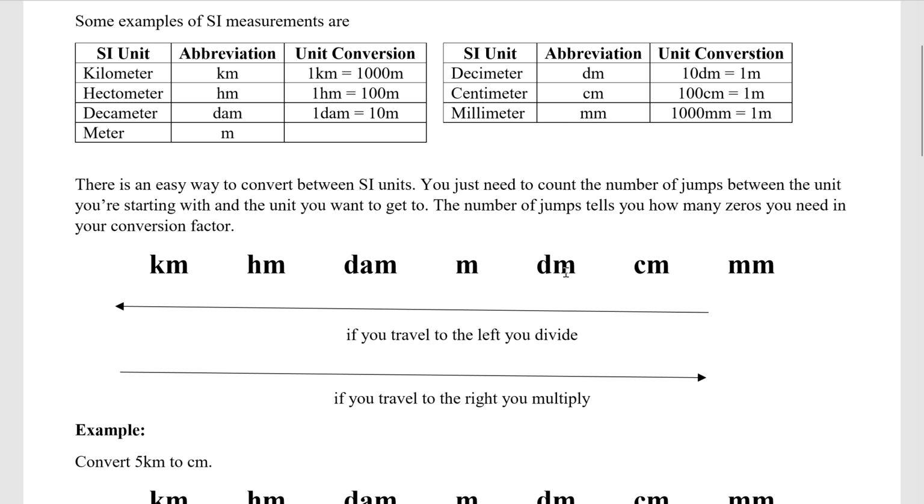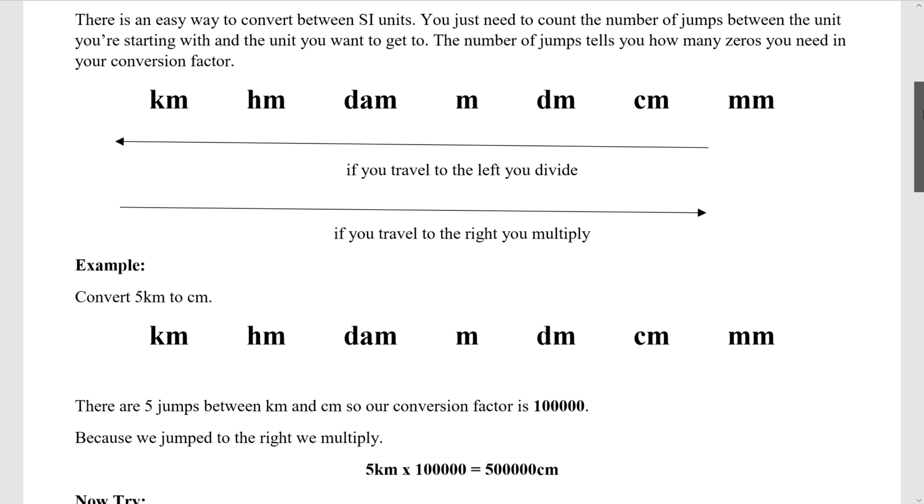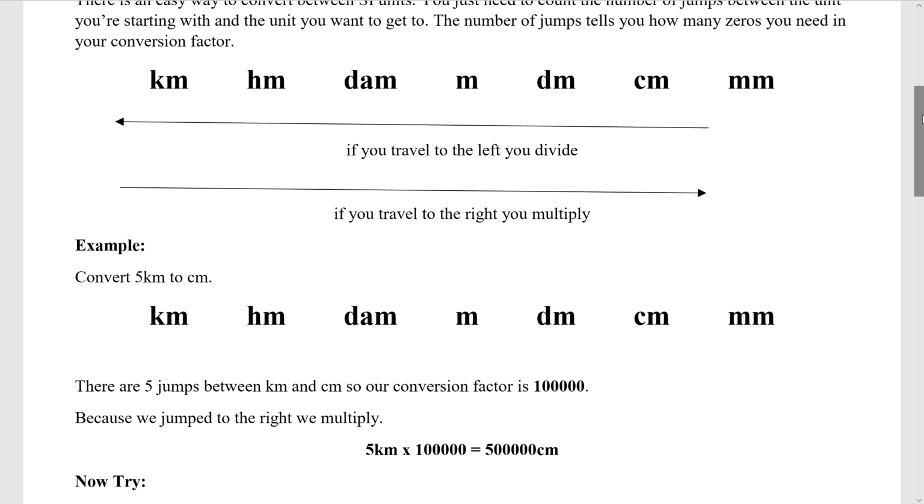So let's look at an example and it'll make a little bit more sense. We're going to convert 5 kilometers to centimeters. So in this case, we're starting with kilometers, and we want to get to centimeters. So in this case, we're traveling to the right. So if you look up above, it says if you travel to the right, we're multiplying. But what are we multiplying by? We have to use the number of jumps.